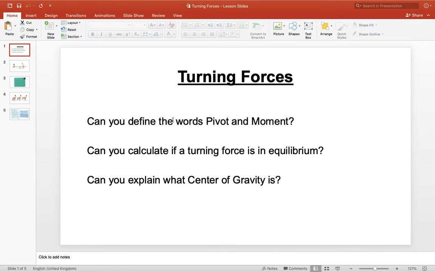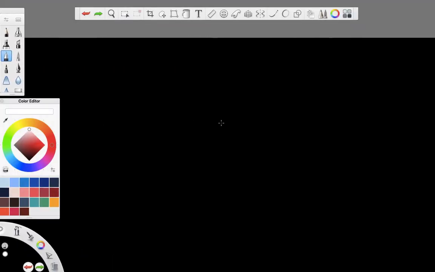By the end of the lesson you should be able to tell me what the words pivot and moment mean. You should be able to calculate if a turning force is in something known as equilibrium, and you should be able to explain what centre of gravity is. So I am going to be using an on-screen chalkboard. The same rules apply as in lesson. You still need to use green for keywords and red for important points. So let's have a look at this first learning objective. Can you define what the words pivot and moment mean?